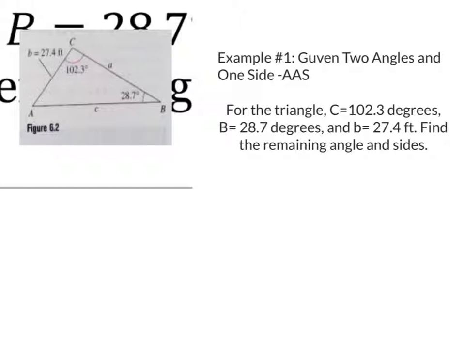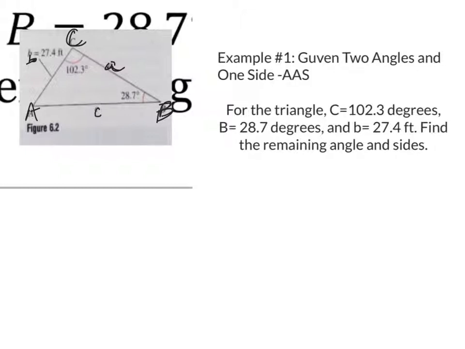So right now in the upper corner, we have a capital C, and that capital C matches with lowercase c. Remember, whatever the name of the angle, its side is the lowercase version of it, opposite. Just like capital B is lowercase b over here, and capital A is lowercase a over here. This is considered angle, angle, side because we were given B, we were given C, and then we were given lowercase b. Therefore, we're going to use law of sines.